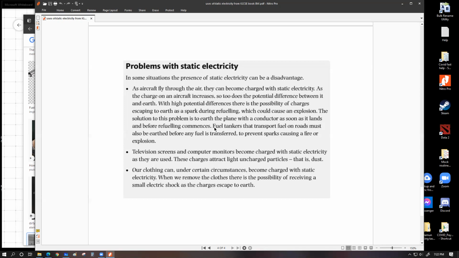If they are not earthed or discharged before refueling, whenever oppositely charged bodies are brought close together, electrons may jump through air, producing a spark. I used the word may: producing a spark, which might ignite the fuel-air mixture, might lead to an explosion.